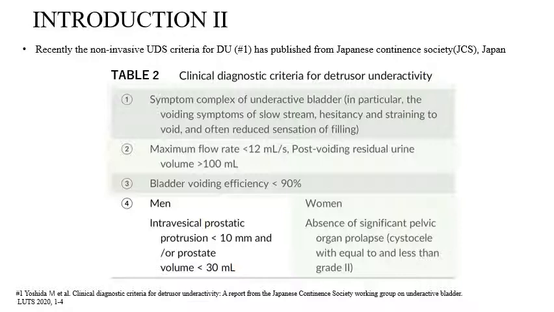2. Qmax less than 12 and a PVR more than 100 milliliters. 3. Bladder voiding efficiency less than 90%. 4. Absence of significant pelvic organ prolapse, cystocele equal to or less than grade 2. Exclusion criteria were neurologic disease and other clear bladder outlet conditions, such as a urethral stricture.